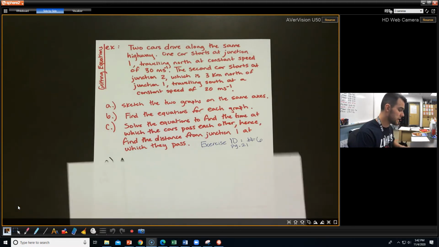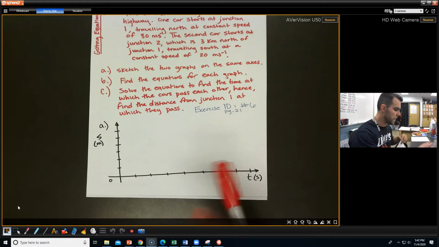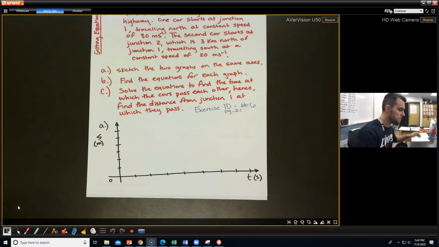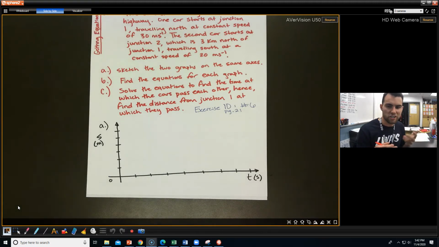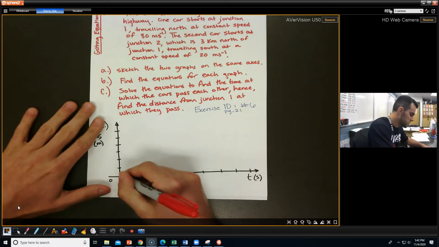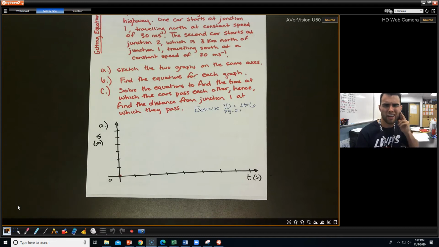Okay, so part A, sketch the two graphs on the same axes. Let's start off by making a graph like this, displacement versus time. We know the junction 1 car, we don't really know where it's starting, but we can just assume it's starting at 0. Now we know that it's traveling at a constant speed of 30 meters per second. So the only information we know is the velocity, right? We know the slope. Not a big deal. Let's come back to that.